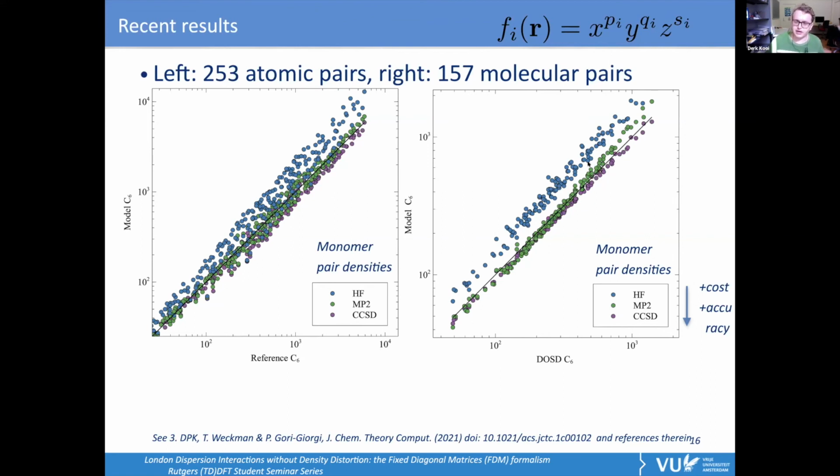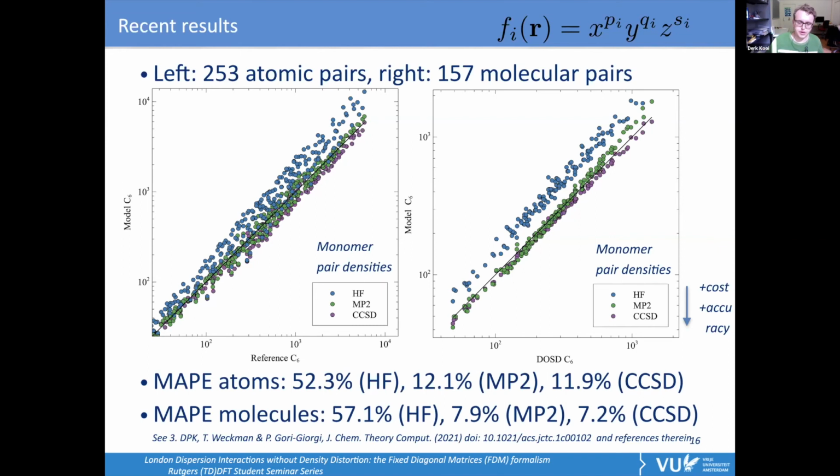So Hartree-Fock clearly heavily overestimates in both cases. MP2 and CCSD do quite a lot better, and CCSD actually tends to underestimate, at least for the molecules. The mean absolute percentage error for atoms and molecules with Hartree-Fock is huge, more than 50%, so that's clearly not reasonable. For the atoms with MP2 or CCSD, we get around 12%, which is mostly due to the fact that a lot of the atoms are open-shell systems, and we do not do well for open-shell systems, for reasons that unfortunately we do not understand yet.